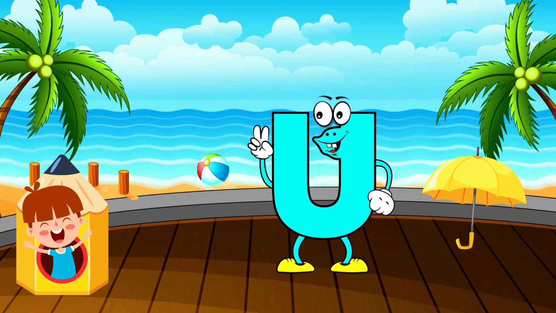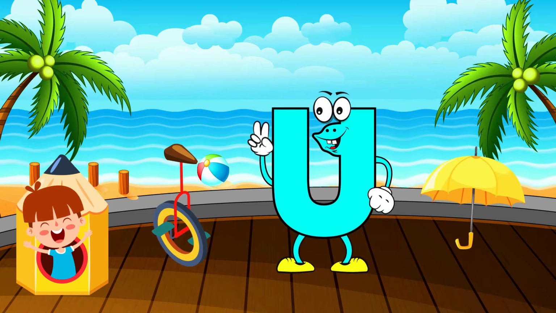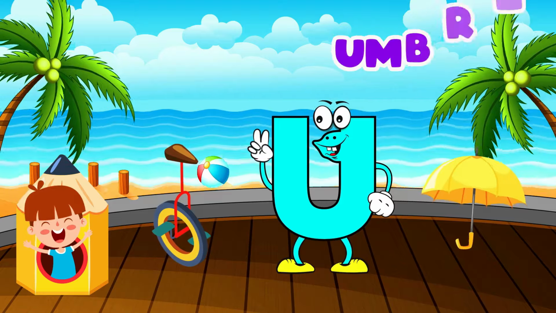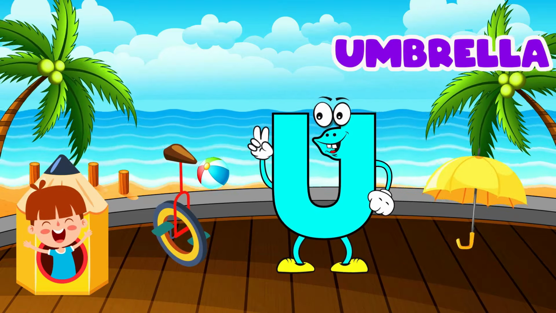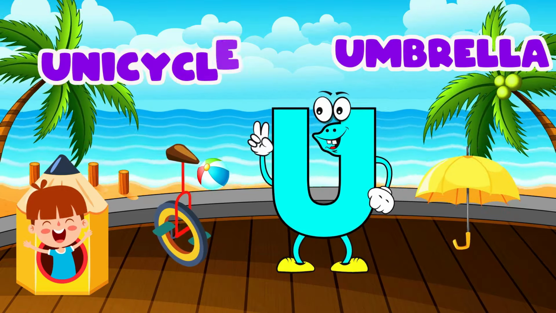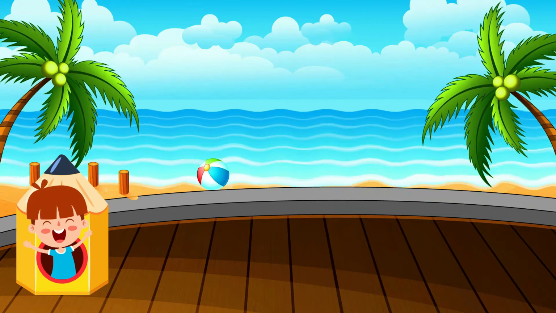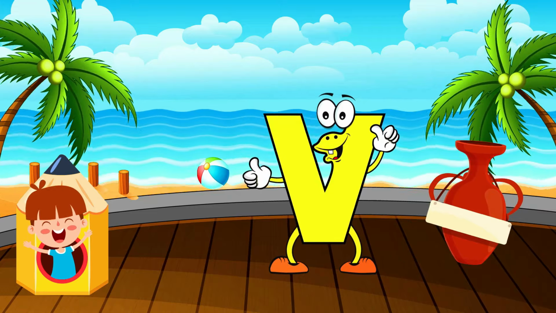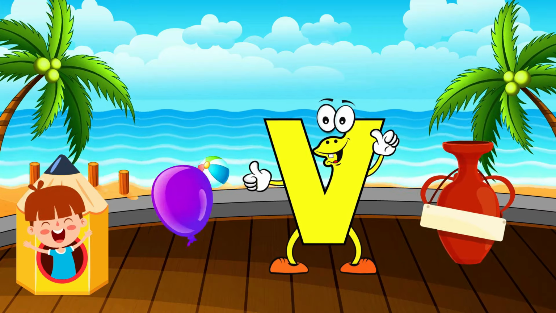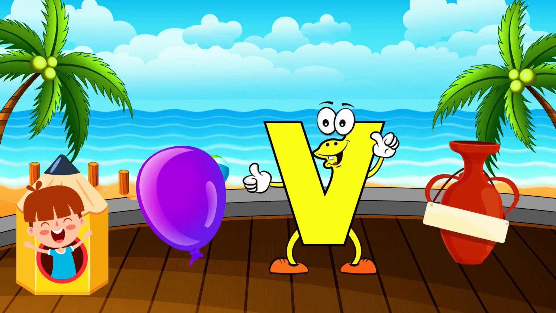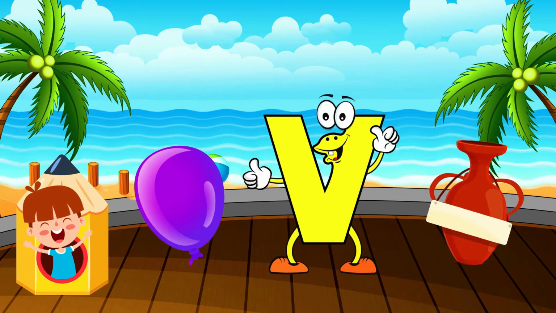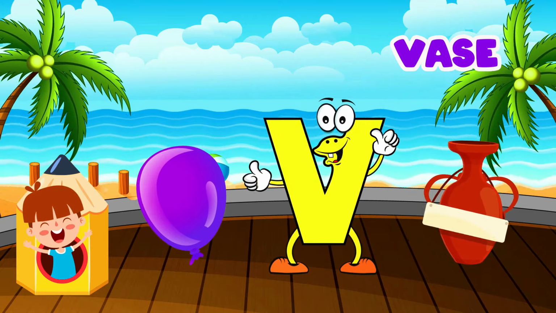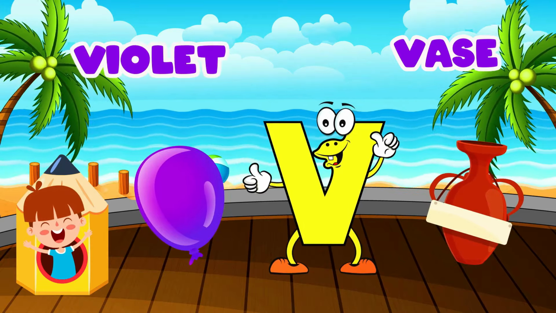Umbrella. U is for unicycle. Unicycle. U is for umbrella. U is for unicycle. V is for vase. Vase. V is for violet. Violet. V is for vase. V is for violet.